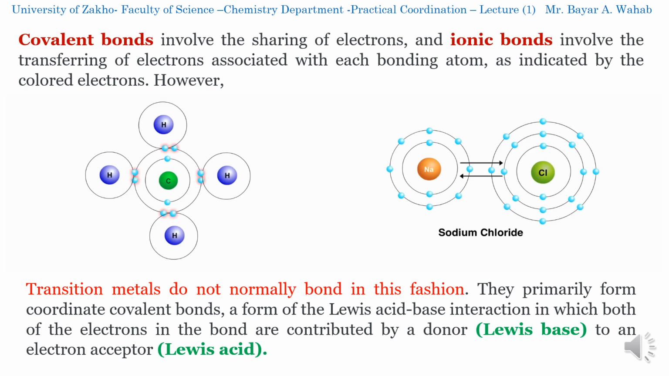They primarily form coordinate covalent bonds, a form of Lewis acid-base interaction in which both of the electrons in the bond are contributed by a donor Lewis base to an acceptor Lewis acid. So here we have a lone pair donor Lewis base and a lone pair acceptor Lewis acid.